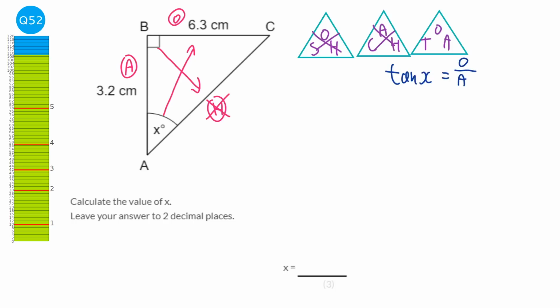And our angle is actually x, so when we substitute in the values, it's going to be tan x equals, and the opposite is 6.3, and the adjacent is 3.2. And we're going to put our solving lines in.